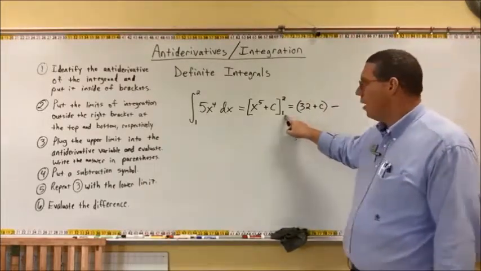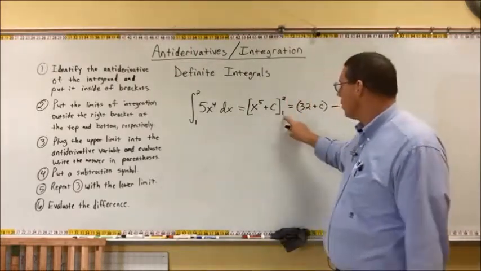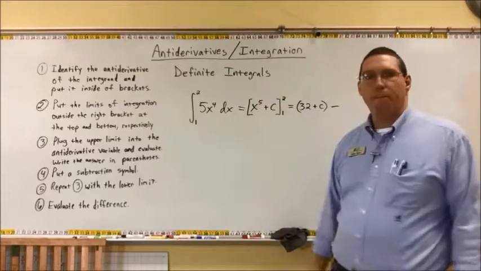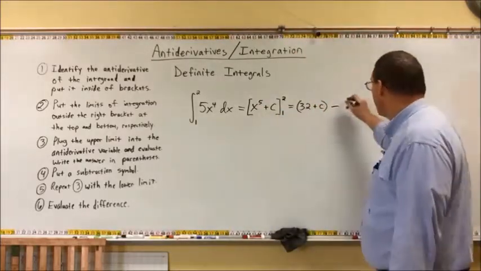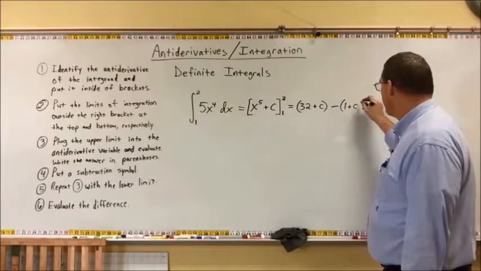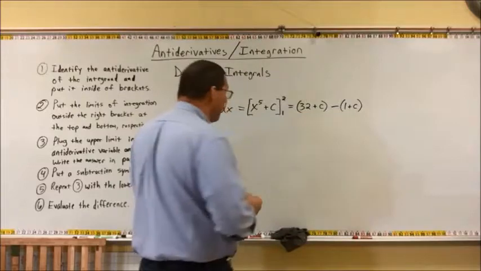Now I'm going to plug the 1 in. Step 5, I'm repeating step 3, but I'm using the lower limit. Plug a 1 in. 1 to the 5th power, that's 1. But it's not just 1, it's 1 plus c. So I'm going to put 1 plus c in here. And then step 6 says evaluate the difference.